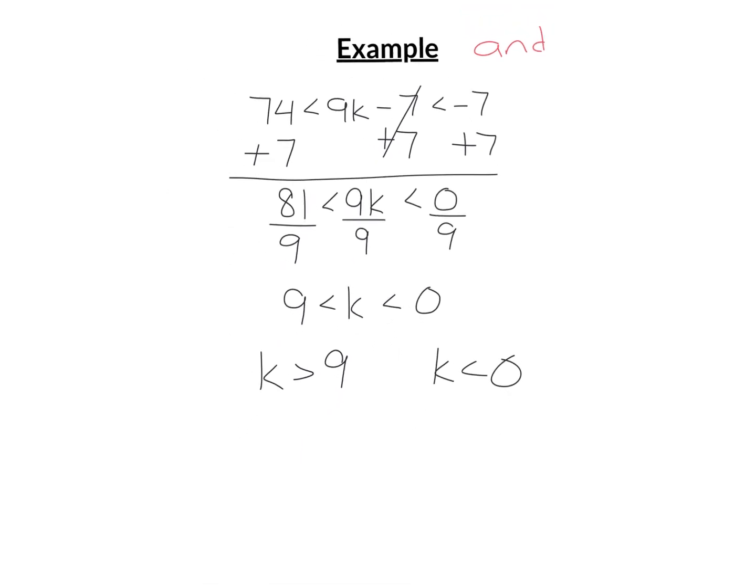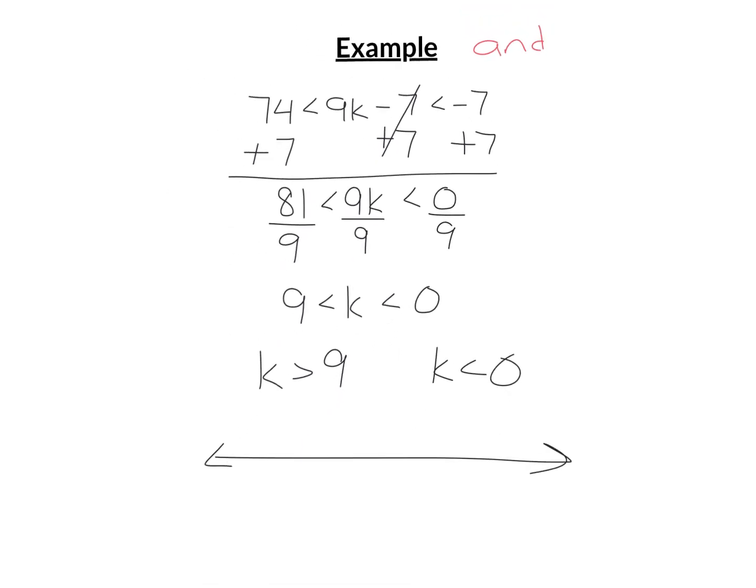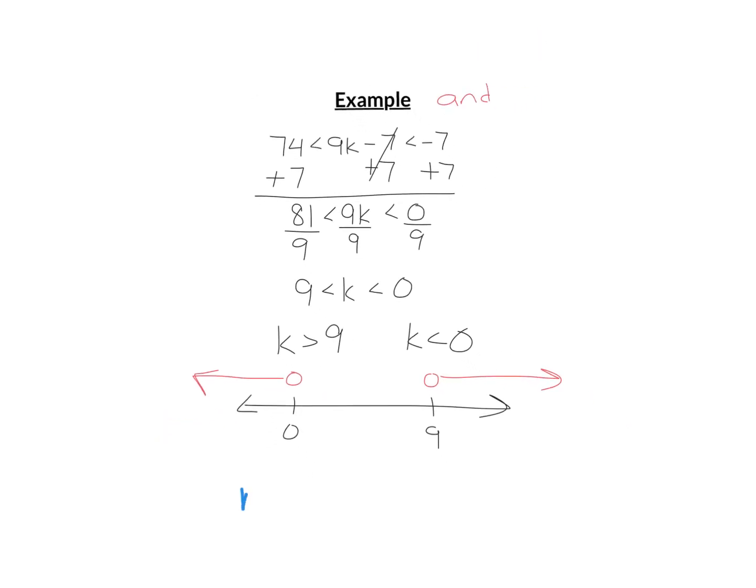Let's try and graph those. So I have 0 over here, and I have 9 over here. 9 has an open or closed? Open, and it's going to the right. 0, open or closed? Open, and it's going to the left. Is that possible for an and statement? No. Why not? Because it has to be connected. Right, and has to be connected. So our answer for this one is no solution.